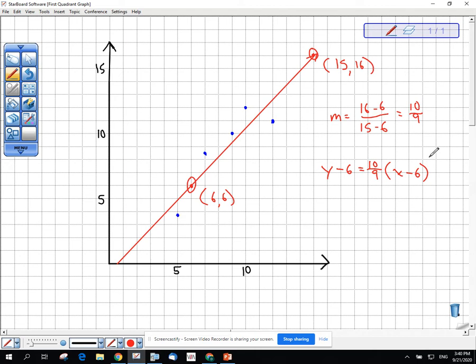Just for comparison purposes, this would be fine. If I asked for an equation and didn't say what form, this would be a perfectly acceptable answer to give me in point-slope form. Just for comparison purposes, because the last thing we're going to do is this on the calculator, let's go ahead and distribute the 10 ninths. I can do that in my head, but I don't want to make a mistake. And then add 6 to both sides.